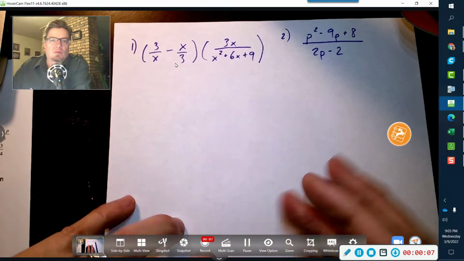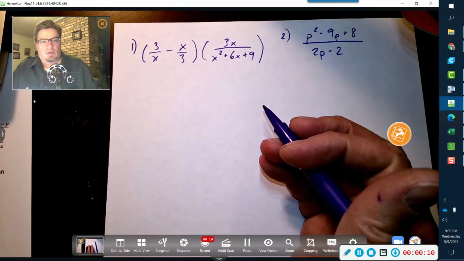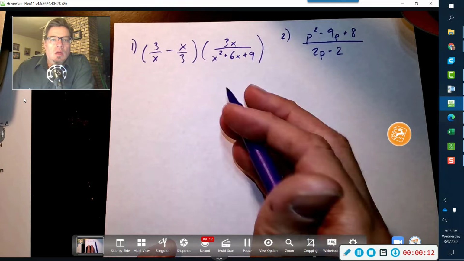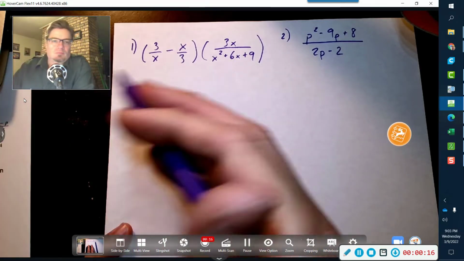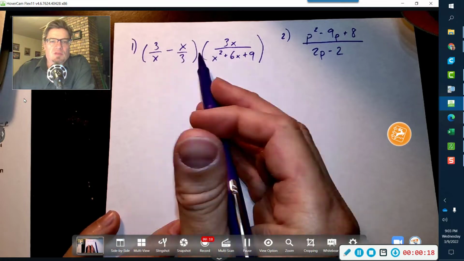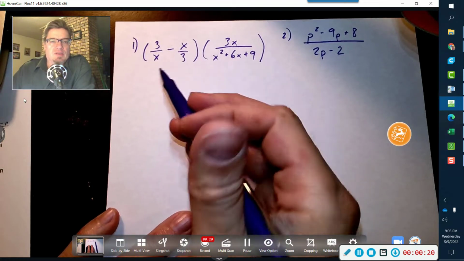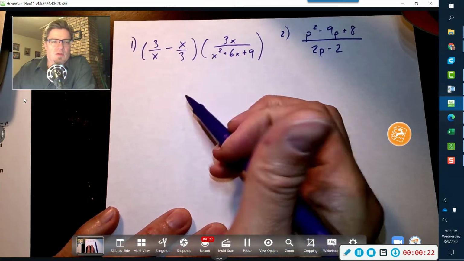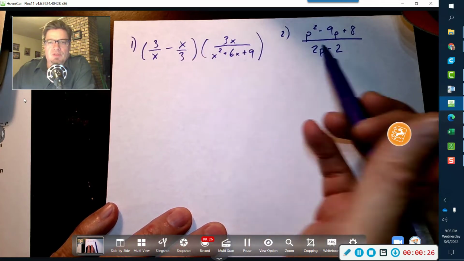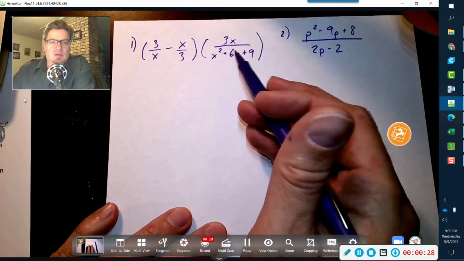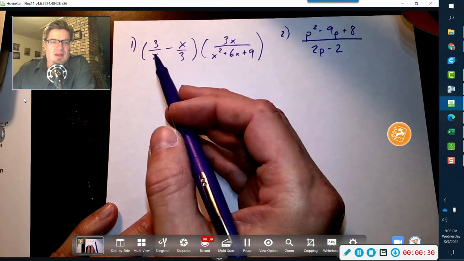Problems 1 and 2. Alright, so we've got two different expressions here that are being multiplied. This is actually a fairly complex problem, so I think it's a great way to start off a practice test. Number 2 is much simpler than doing this, but let's go ahead and actually do what we can.